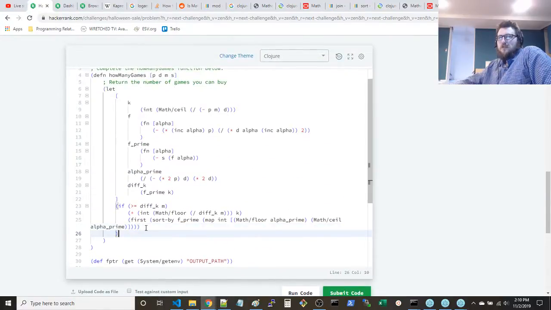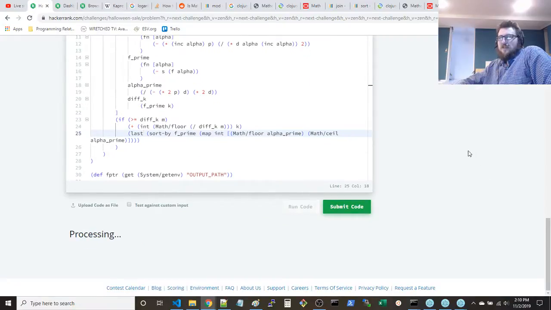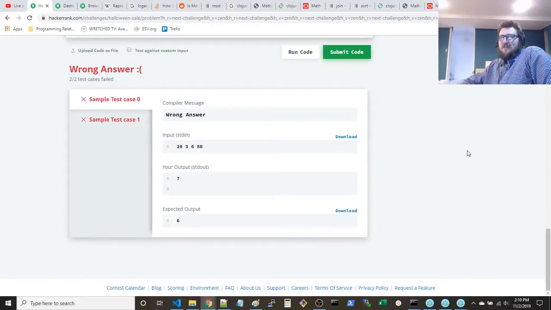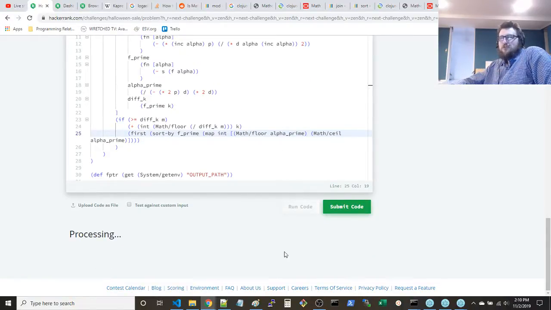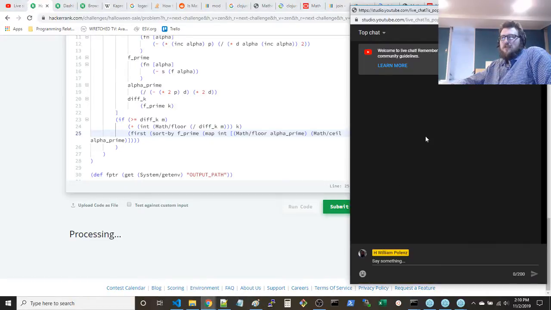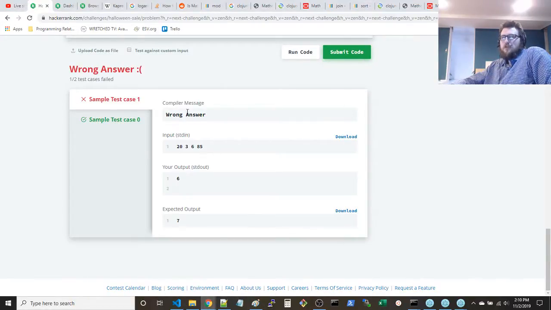Okay, that's wrong. Why is it wrong? Nice. Oh, okay. All right. I think this is supposed to be a first, but what happened? I'll do this by hand to debug it. I don't think I'll be able to figure out what went wrong without it.